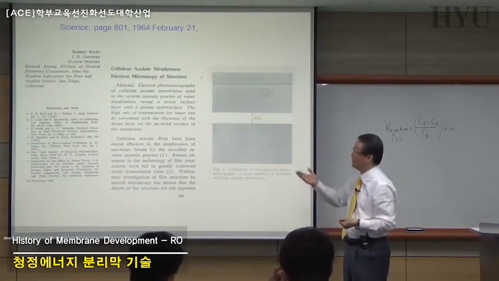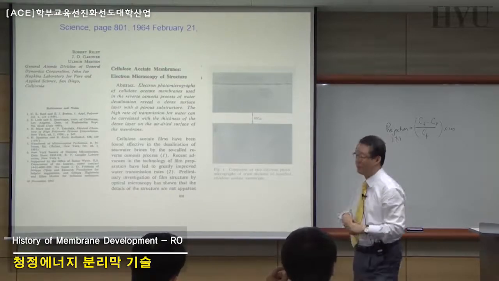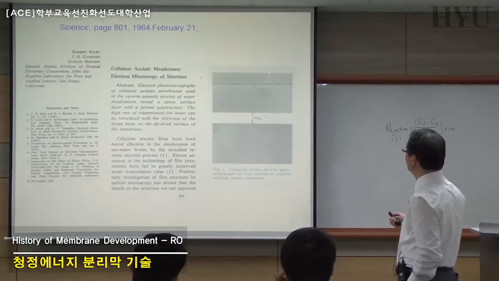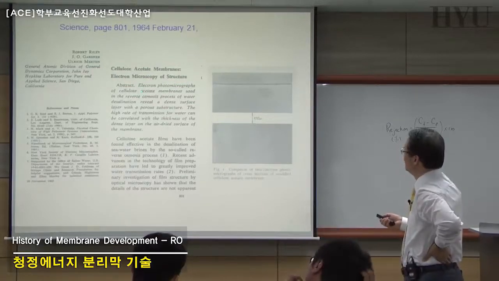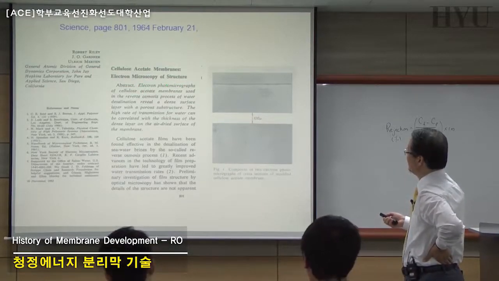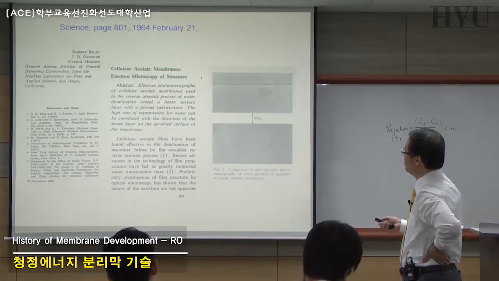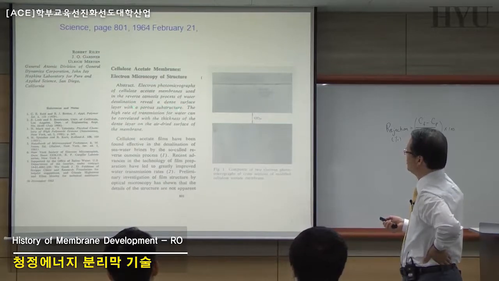But this appeared in Science anyway. So what they have done is that they can find the dense layer. In the abstract, the electron micrographs of the cellulose acetate membrane used in the reverse osmosis process of water desalination reveal a dense layer with a porous substructure.